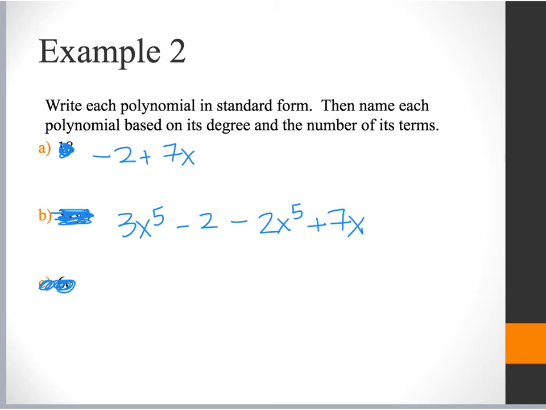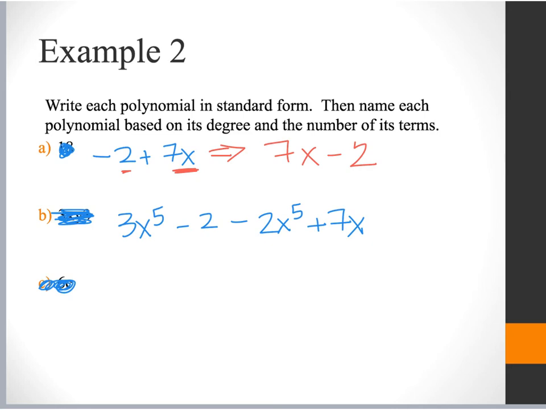For our final example today, example 2, it says, write each polynomial in standard form, then name each polynomial based on its degree and the number of its terms. When we look at part A, it says -2 plus 7x. To write this in standard form, we need to have the variable go first. So 2 is a constant. This is a 1st degree polynomial, so I'm going to rearrange this as 7x minus 2. So this is my standard form.